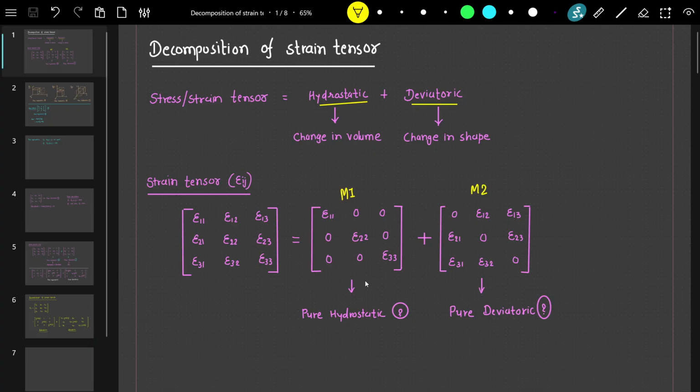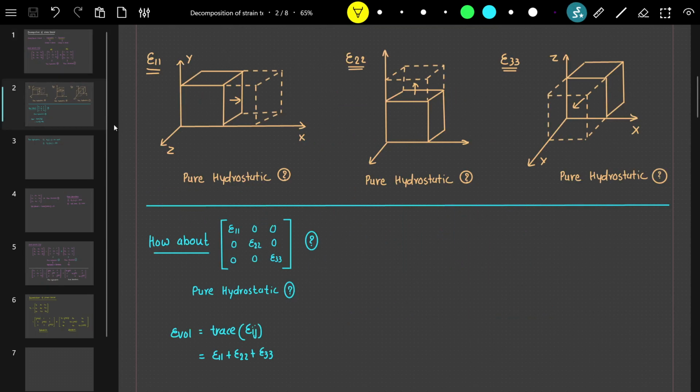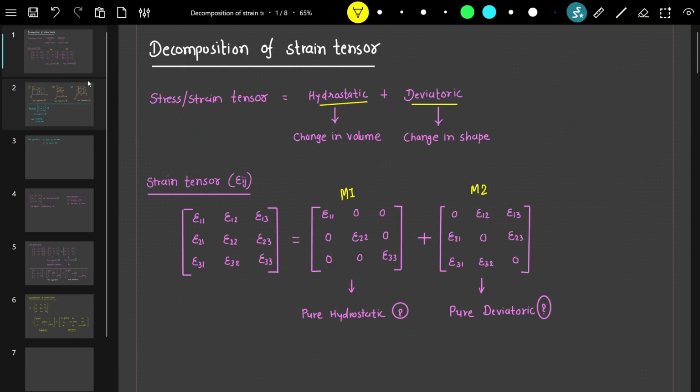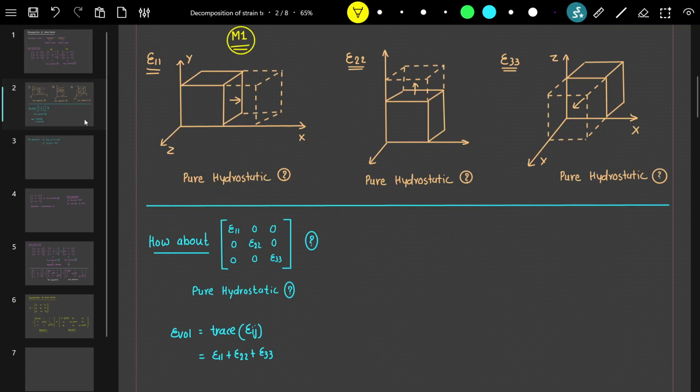So the question is whether M1 is pure hydrostatic and whether M2 represents pure deviatoric component of strains. So let's see that. Let's see first matrix 1. Epsilon 1 1, epsilon 2 2 and epsilon 3 3, these three diagonal components. Let's see what is epsilon 1 1. If we are given just the strain state epsilon 1 1, and all other components are 0.